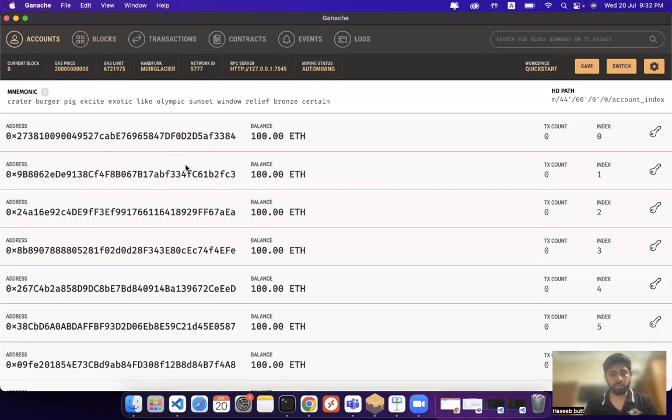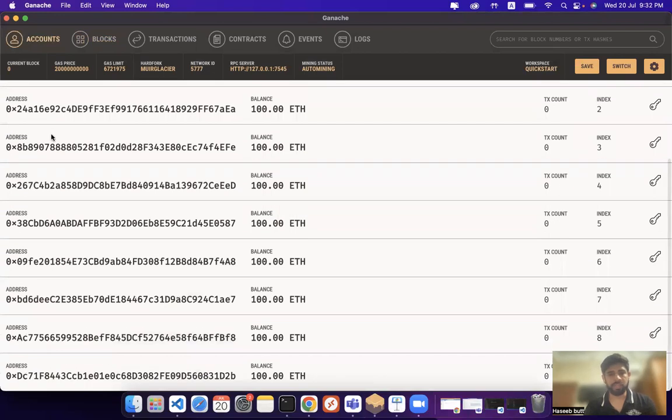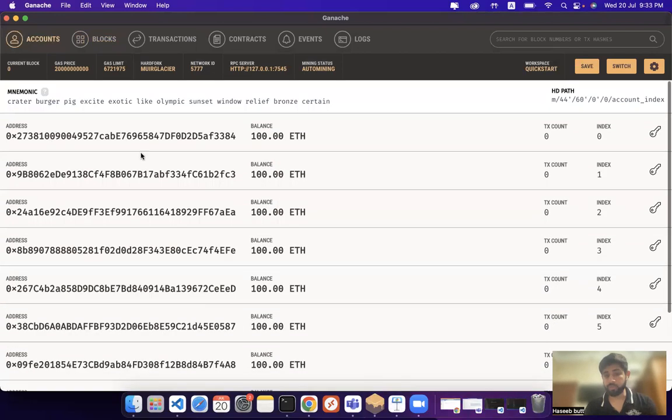This is actually a testing blockchain that we can use for testing applications based on blockchain, because blockchain is a bit expensive. Whenever we need to run a smart contract on blockchain, we need to pay some gas fees for that. So gas fees are actually expensive. That's why Ganache is a platform that is free to use.